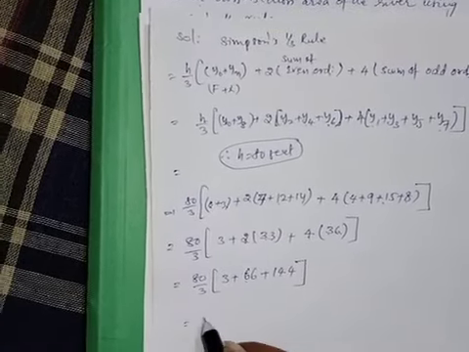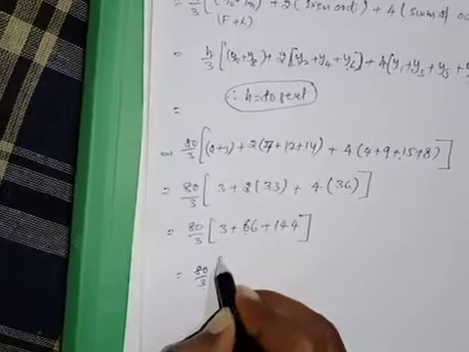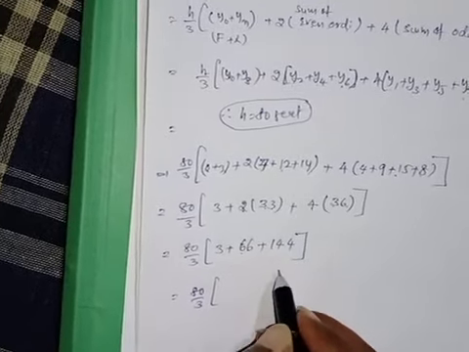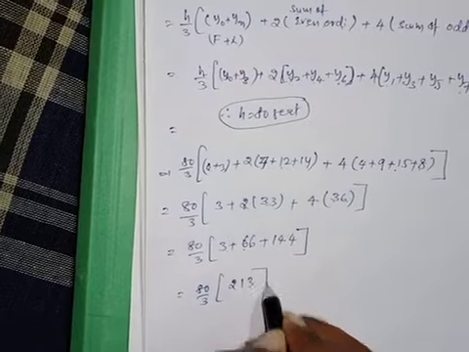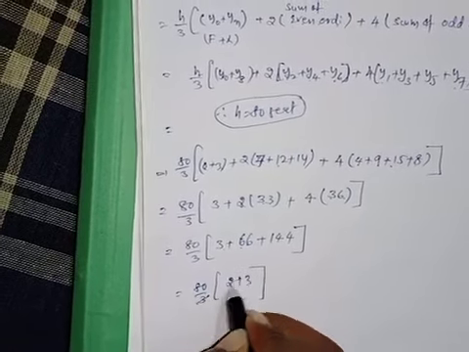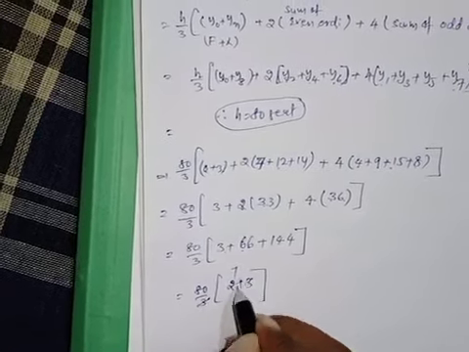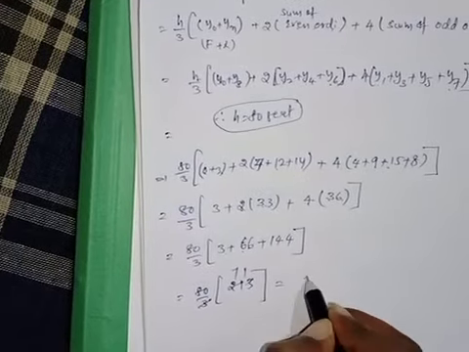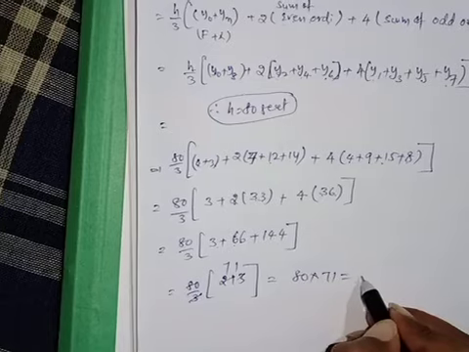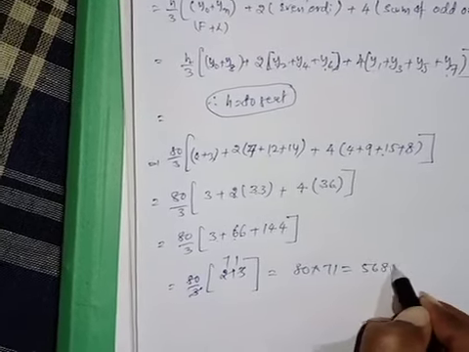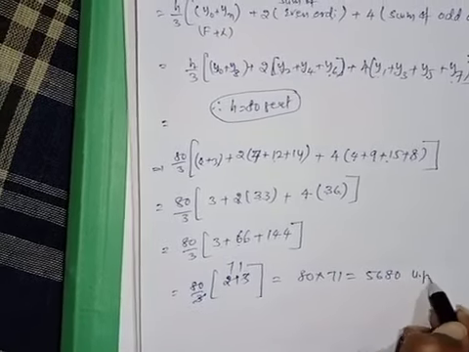That is equal to 80/3 whole into, the sum of these three is 213. Now 3 ones are 3, 3 sevens are 21, 3 ones are 3. That is equal to 80 into 71. That is equal to 5680 square feet.